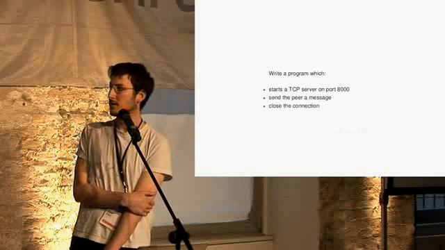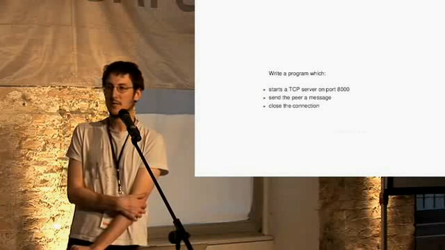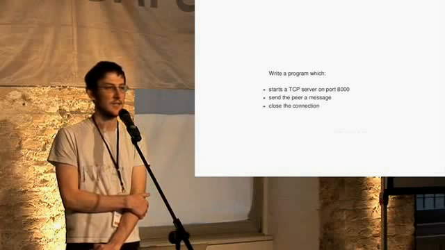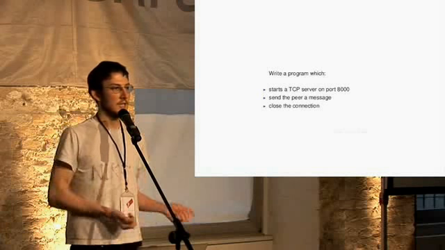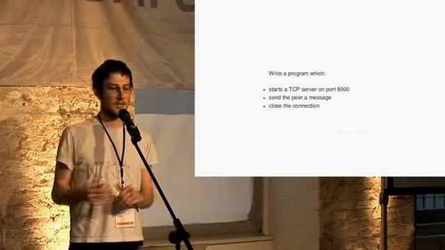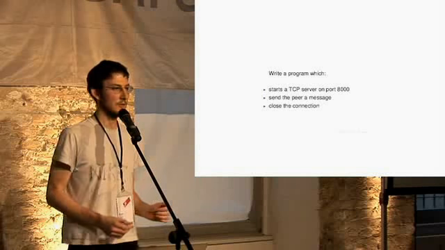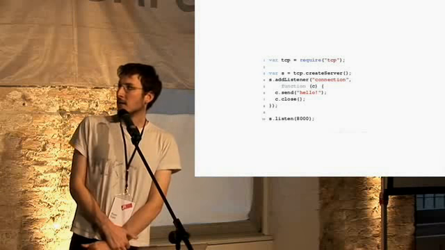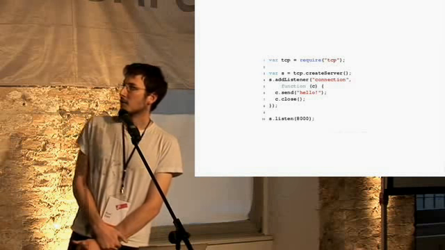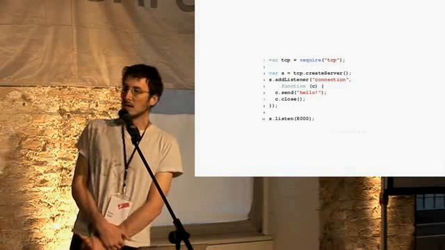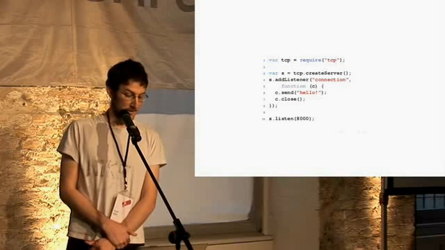Okay, so here's the first TCP server example. So we're going to make a TCP server. It's going to listen on port 8000. And then when somebody connects, we're going to send the peer a message. We're going to say hello, and then we're going to close the connection. So a very simple TCP server. So we have to require the TCP module. That's what we do in the first line. And then we create a server object, S. And that's a TCP server.